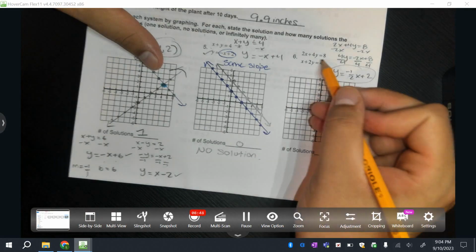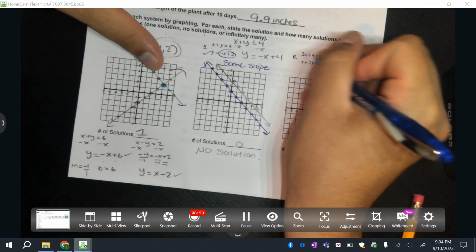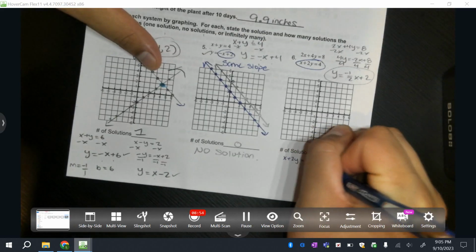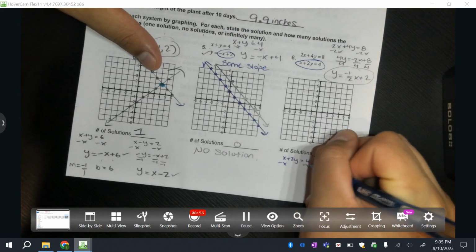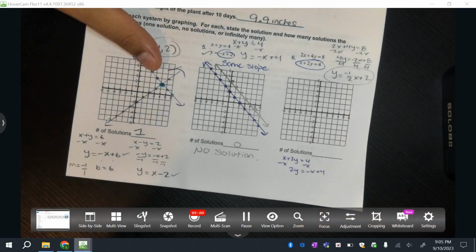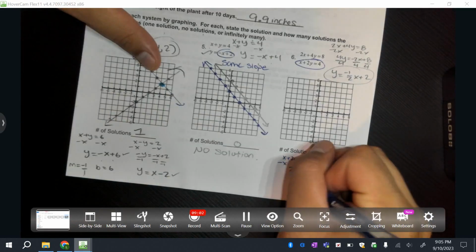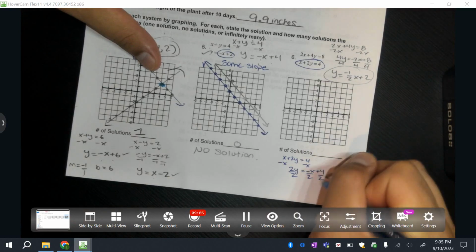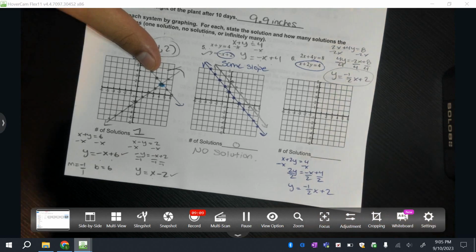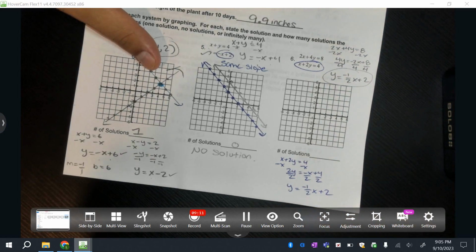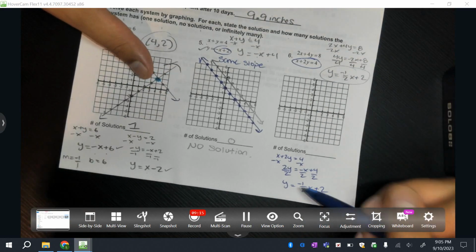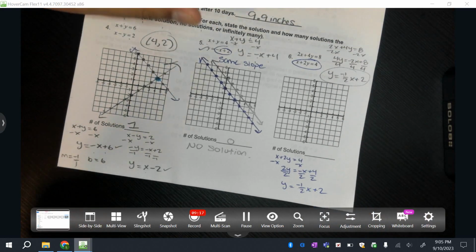I'm going to do the other one on the bottom. That one's also a two-step equation. So subtract the x, then divide by 2. We get y equals -1/2 x plus 2. And we notice that both of these equations are exactly the same.